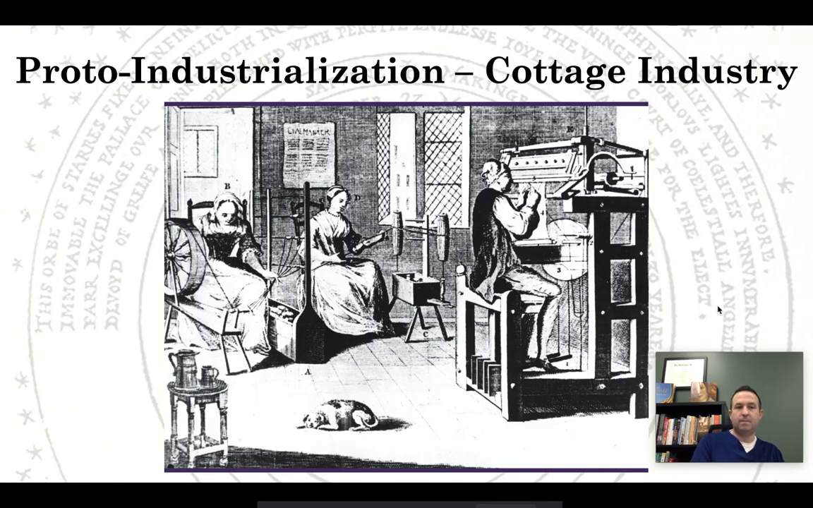And so this is what was called the putting-out system, because they're putting industrial production in the countryside. And so in these countryside areas, manufacturing with hand tools in peasant cottages became a big challenge to the urban craft industry. And what's developed here is known as the cottage industry.